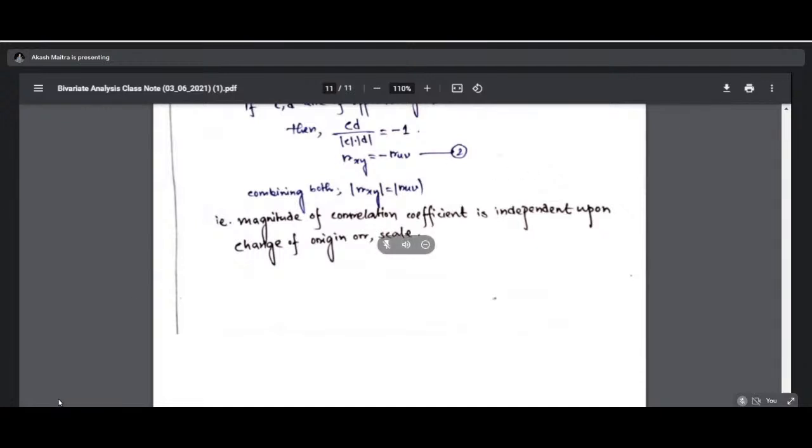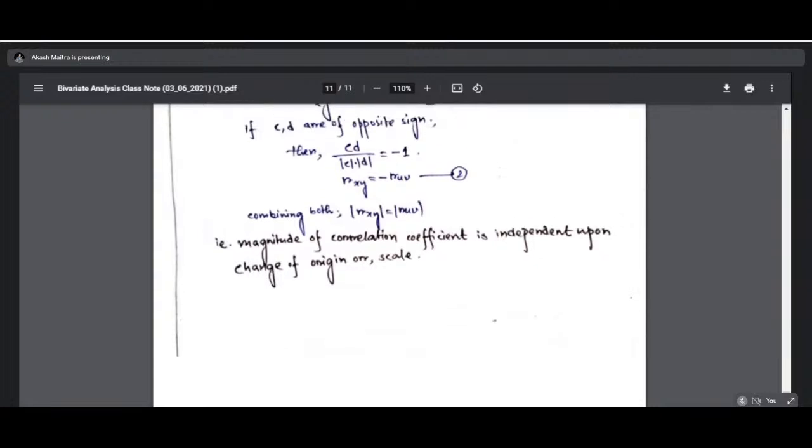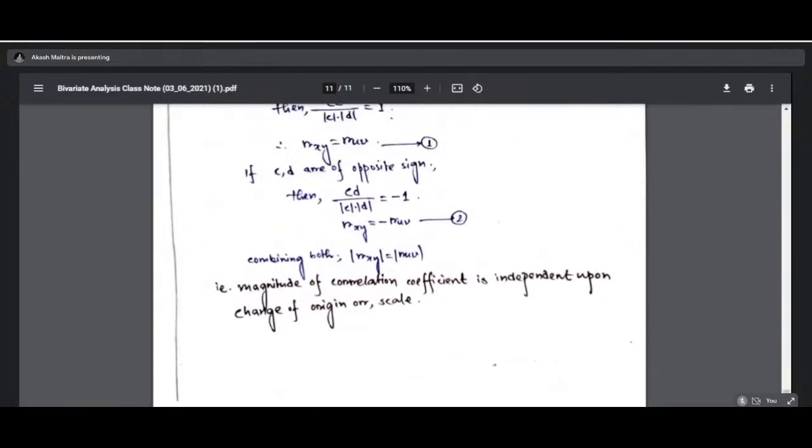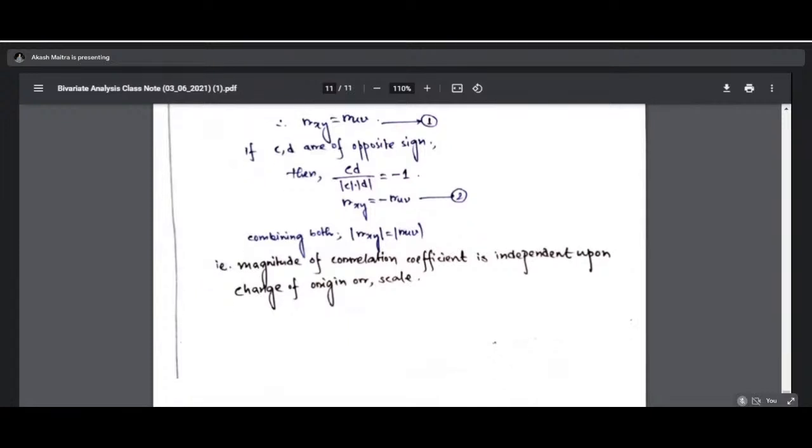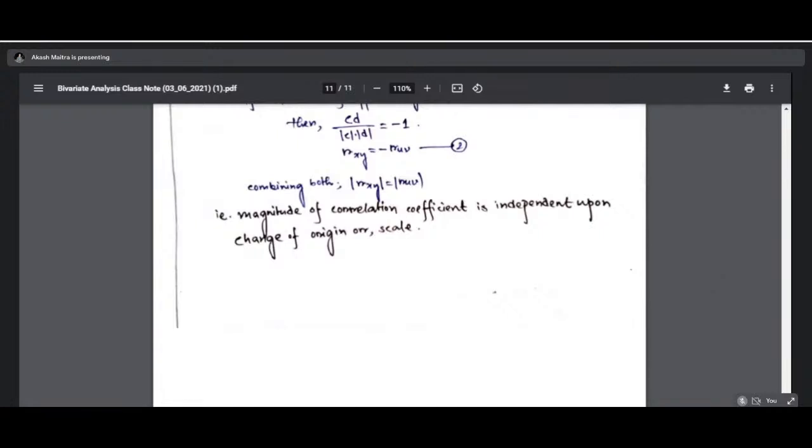That is, the magnitude is not affected by change of origin and change of scale, and the direction is what changes with the sign. We have to consider C and D, whether we are taking the same sign or opposite sign. In practical problems, if same sign, then don't worry, but if opposite sign, then we have to consider it more precisely, and take Rxy equals CD by modulus of C into modulus of D into Ruv. In general, the modulus value of Rxy is the same as the modulus value of Ruv, that is, the magnitude of the correlation coefficient is independent of change of origin or scale.